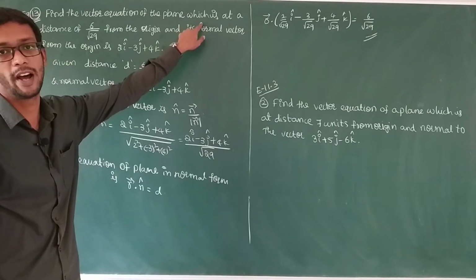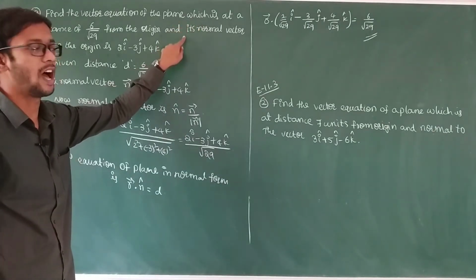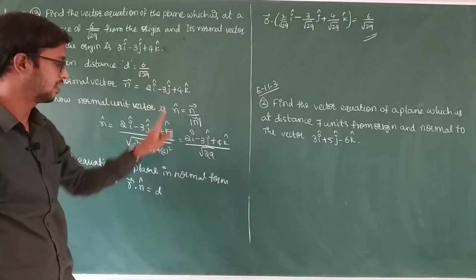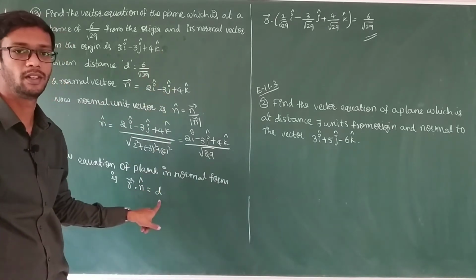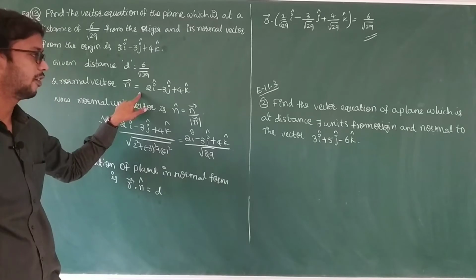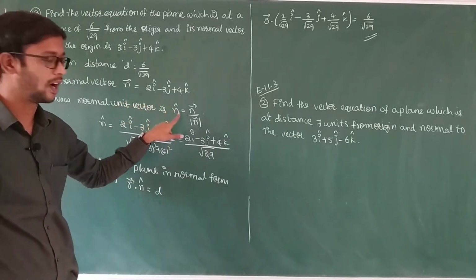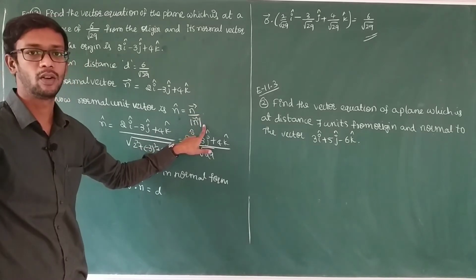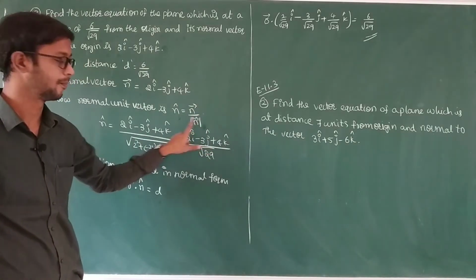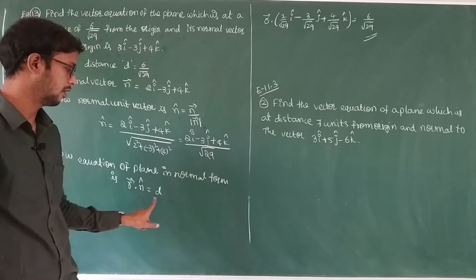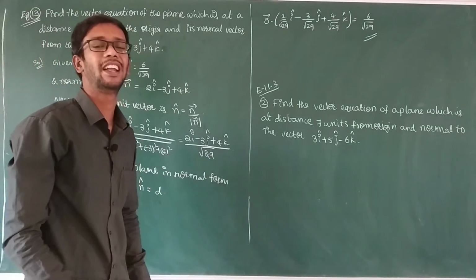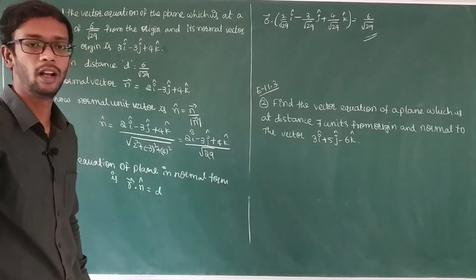The distance from origin to plane is given, and the normal vector is given. So how to find the plane equation? r bar dot n cap is equal to d. The normal vector is given, so you have to find the unit normal vector n cap equal to n bar by magnitude of n bar. Substitute in this, d also substitute, that is the required vector equation of the plane in normal form.